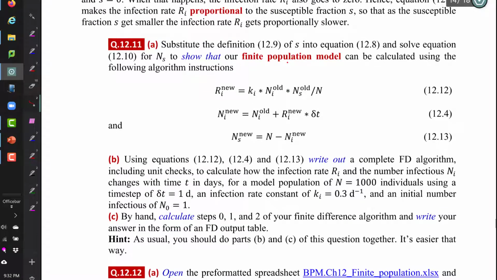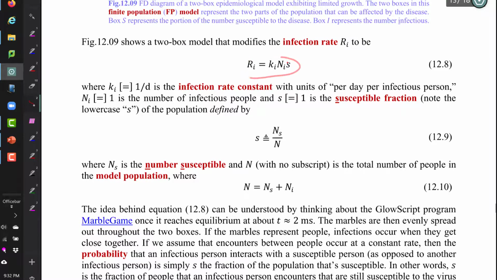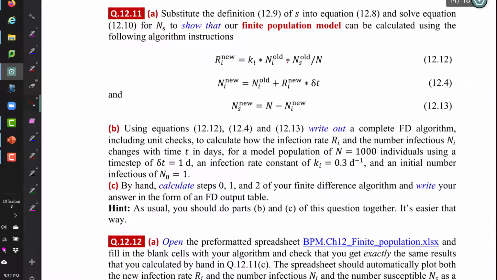So question 1211 says you have to go through and do substitute, and it's a show that problem, which is an algebra problem. The idea of the algebra problem isn't to torture you. The reason for having algebra problems in here is so that you go through and make sure you understand where this formula comes from. It's really just based on this equation that we've already talked about. So I'm going to assume that you've already done that.